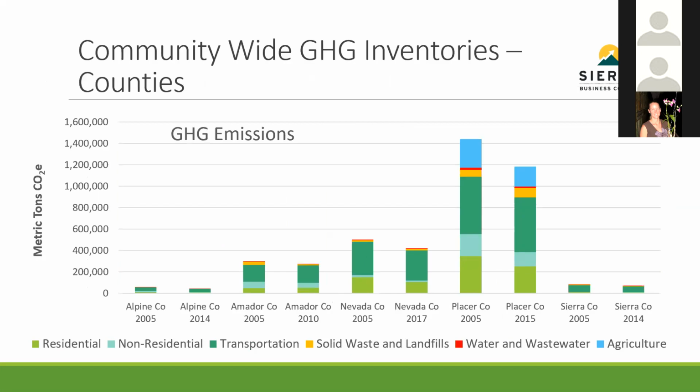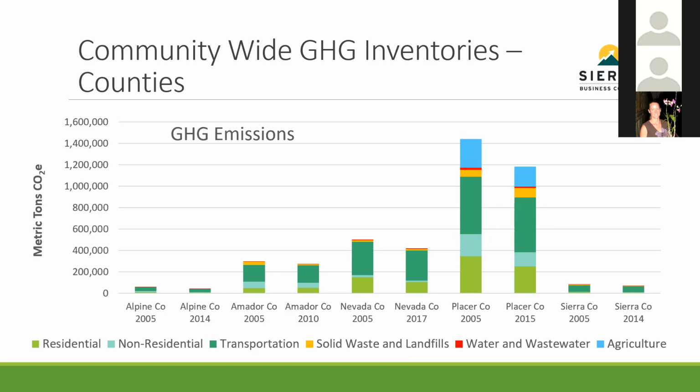The next slide is the community-wide results for counties. Again, transportation dominates. Generally, residential is larger than non-residential, which is different than the cities. And agriculture, which is blue, can be significant when it is included, when it's deemed important and when the data is actually available.